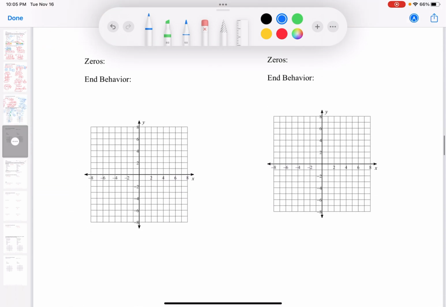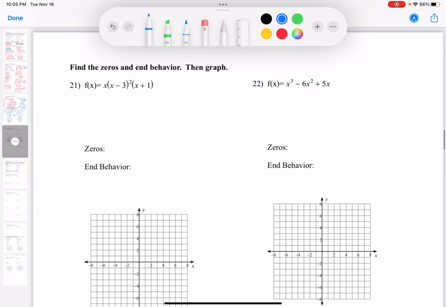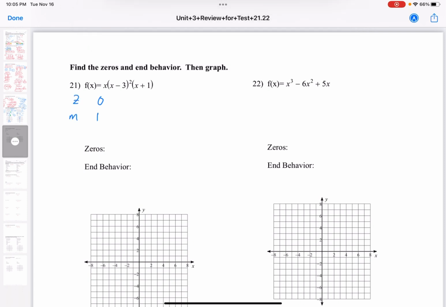Find the zeros and then graph, so two more. One that's already factored, so find the zeros. We just did this. 0: remember the zeros, and we talked about multiplicity. So 0 has a multiplicity of 1. x minus 3, 3 makes that 0, but because it's squared, it has a multiplicity of 2. And -1 has a multiplicity of 1.